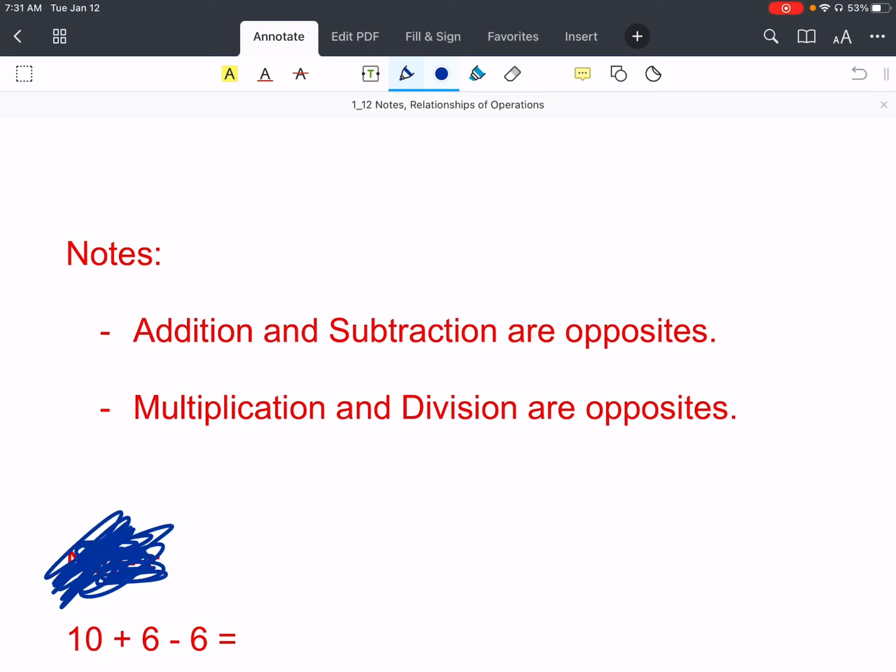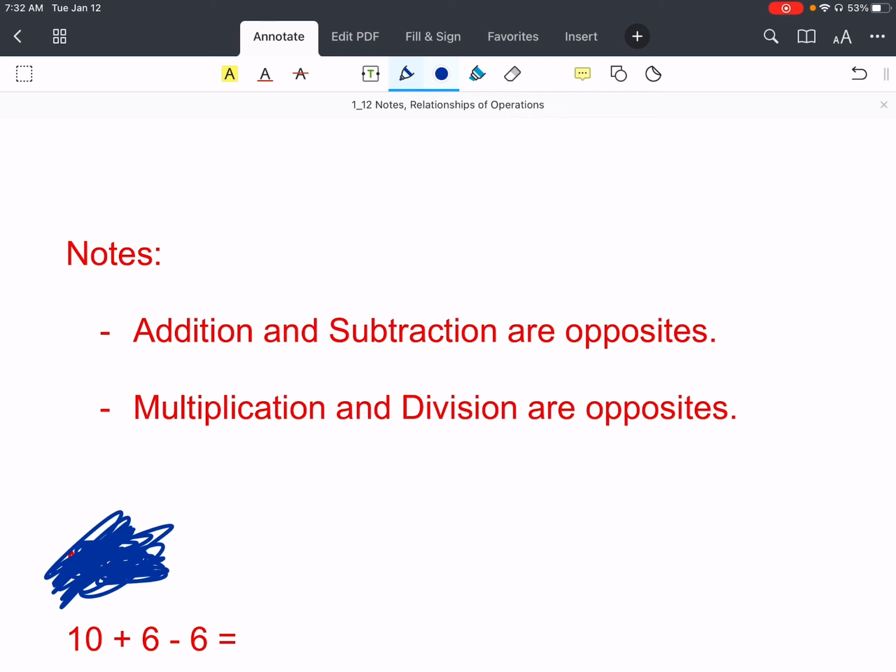Addition and subtraction are opposites, and that's going to be really important to understand as we move forward with these expressions. If you add $5 to your bank account, that is a plus 5. If you take away $5, that is a minus 5. And positive 5 and negative 5 are opposites. So addition and subtraction are opposites. They do the opposite thing to your current number.